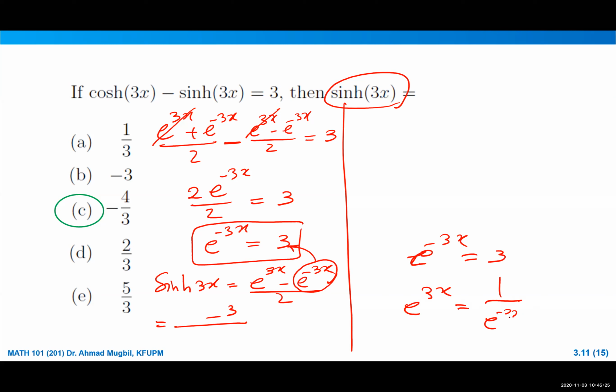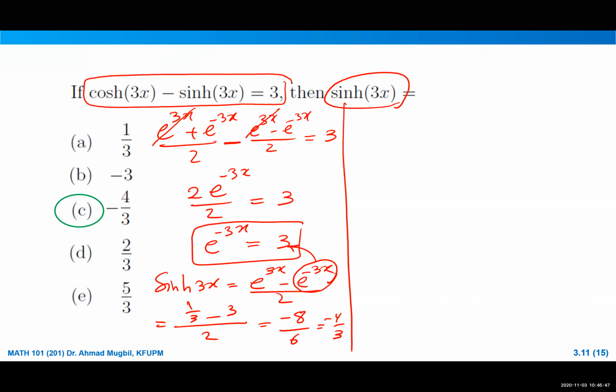E to the power negative 3x will be 1 over 3. So this is 1 over 3, all over 2. This will be 1 minus 9, negative 8, over 2 times 3, which is 6. So this is negative 4 over 3. Thank you. Another idea, shabab, is to use what?